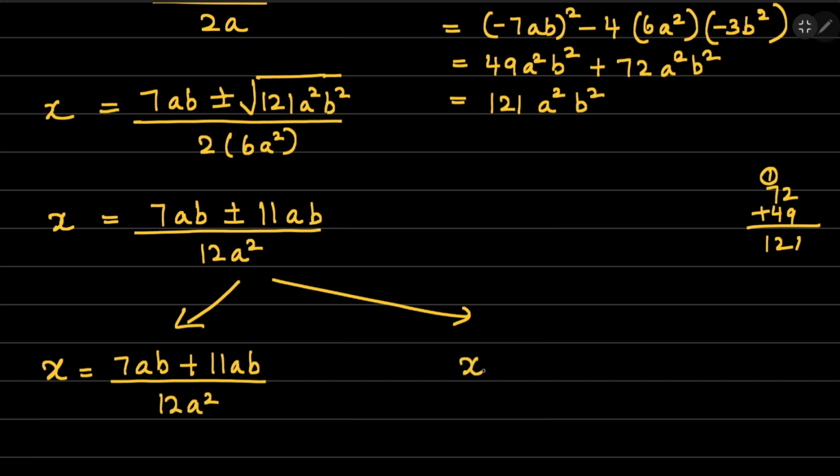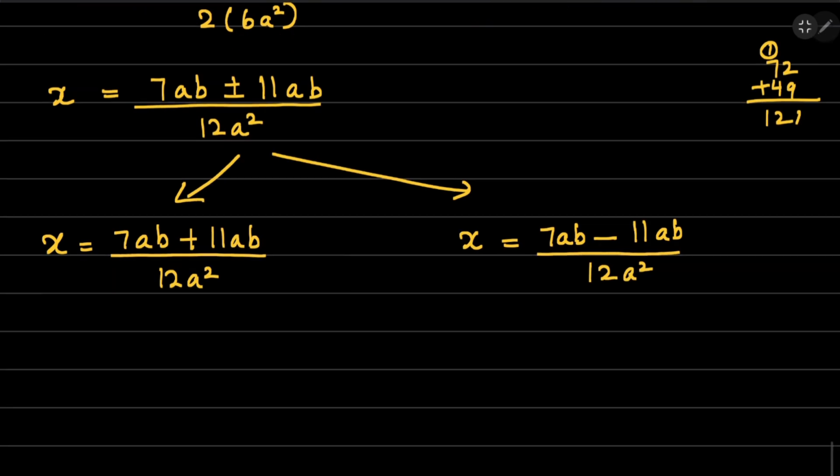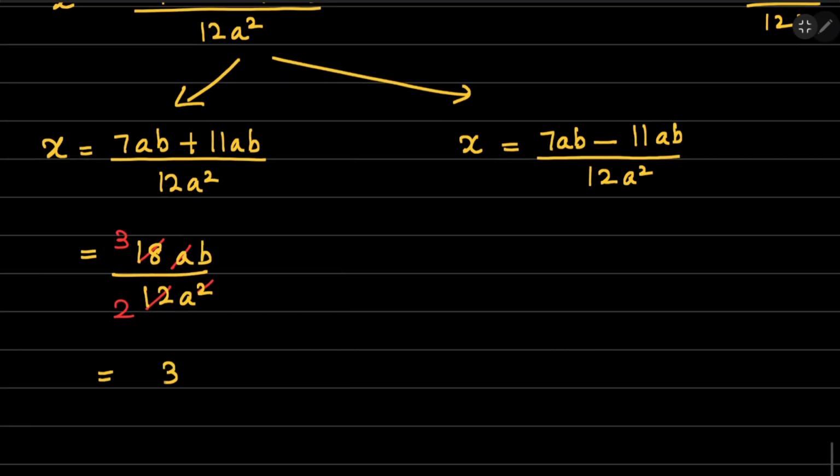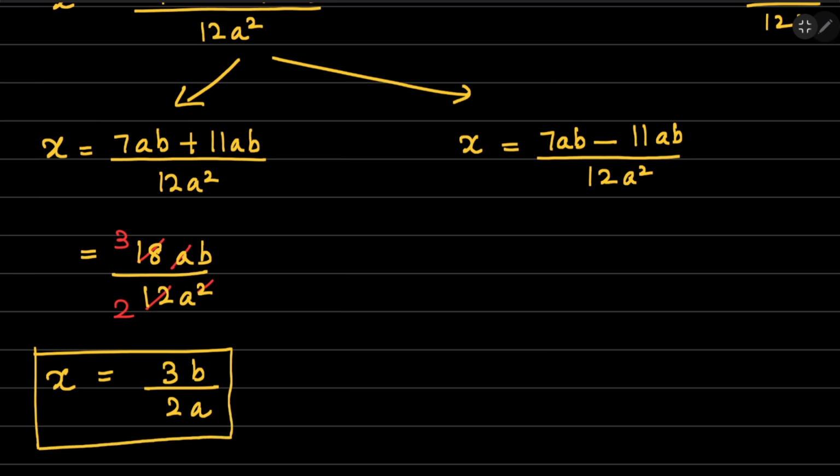This will be one root, and the other root will be x is equal to 7ab minus 11ab whole divided by 12a square. So what is 7 plus 11ab? It is 18ab divided by 12a square. So how do you cancel? 6 3s are 18, 6 2s are 12. 1a will get cancelled. So what will remain? 3b divided by 2a. This is one of your x. This is one of the values of x that you're getting.